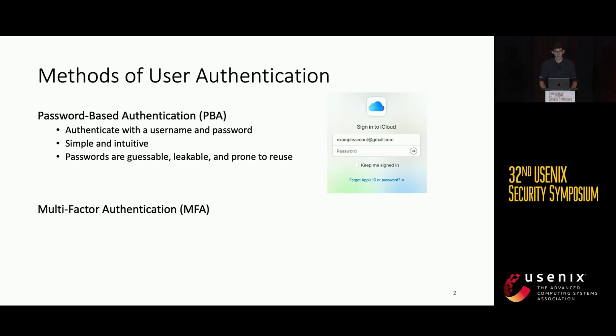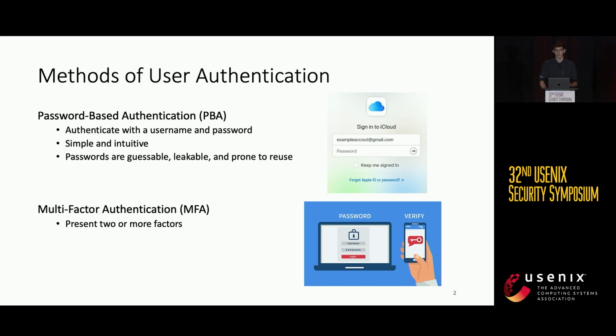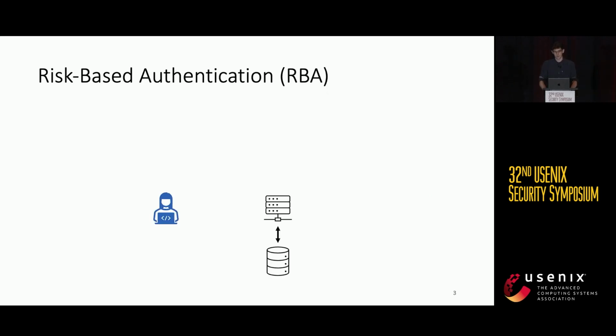So the general advice is then to enable multi-factor authentication, or MFA, in which you present 2 or more factors to authenticate on all of your accounts that support it. And while it's true that enabling MFA substantially raises the bar required to compromise an account, it unfortunately suffers from substantial usability issues that have hindered its adoption by users. So a third form of authentication, risk-based authentication, or RBA, has emerged to help protect users who don't opt into MFA.